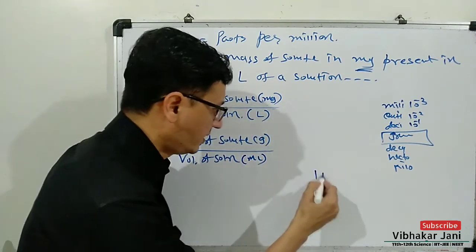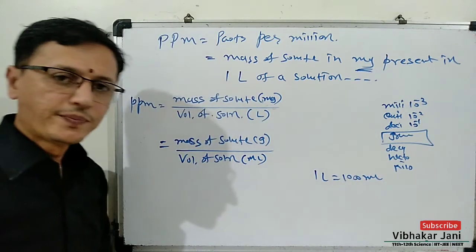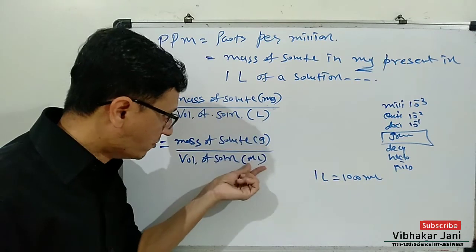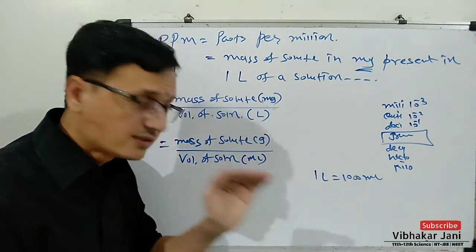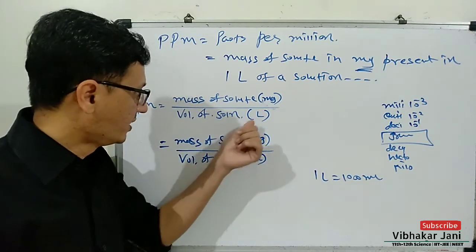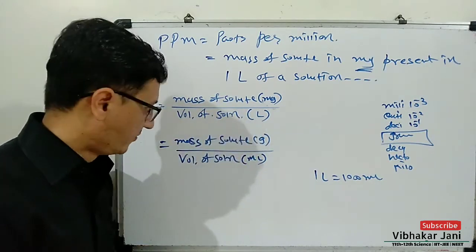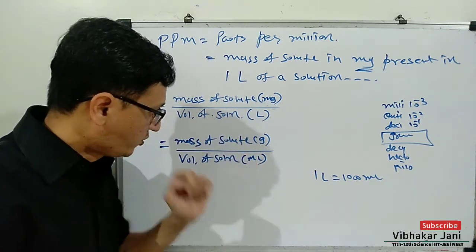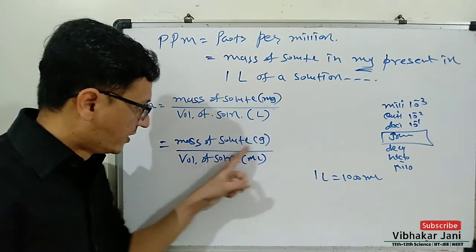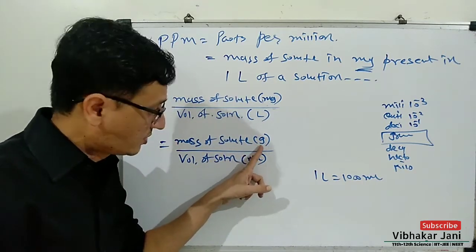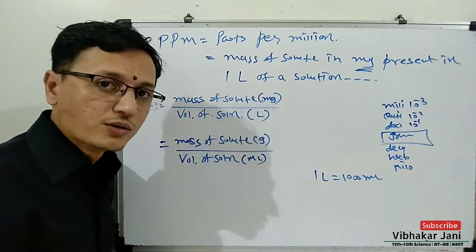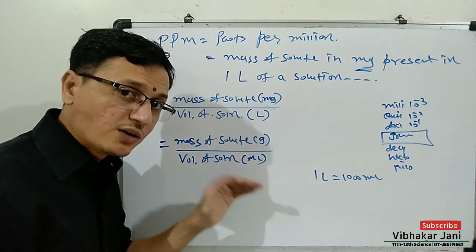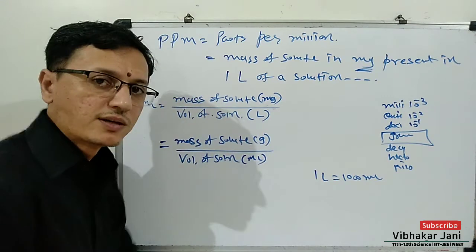Now you know very well 1 liter is equal to 1000 milliliter. So there should be liter, but I am writing milliliter. That means I am writing a unit that is 1000 times smaller than the unit present in our definition. At the numerator, the unit I have written is 1000 times bigger than the unit according to the definition. But at the denominator, I have written a unit which is 1000 times smaller than the unit in our definition.